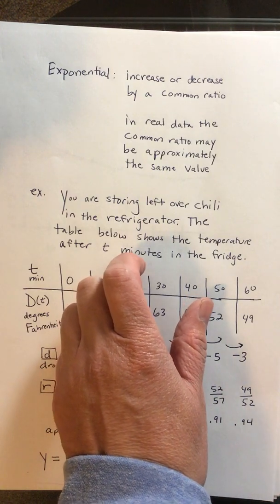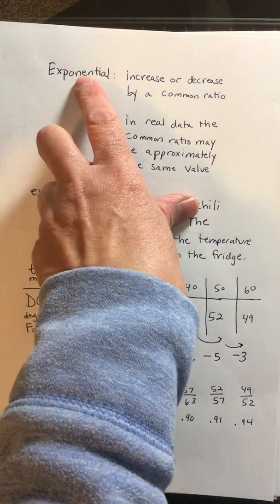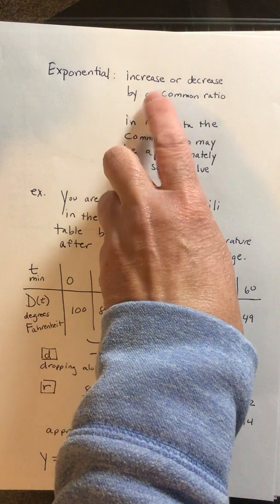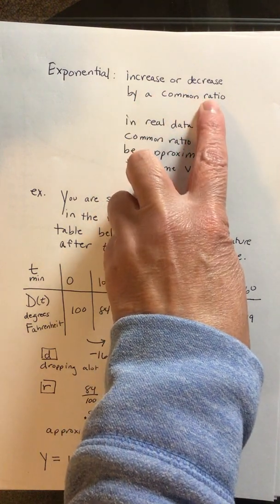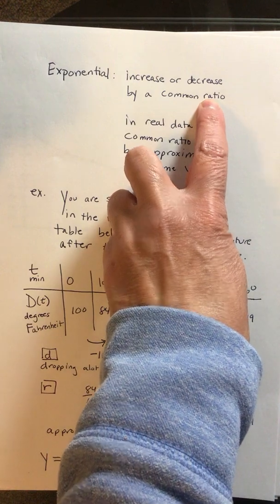Part 2 of today's lesson, looking at exponential models. Remember, we have an exponential model when there's an increase or decrease by a common ratio, not a common difference. And this is similar to a geometric sequence.